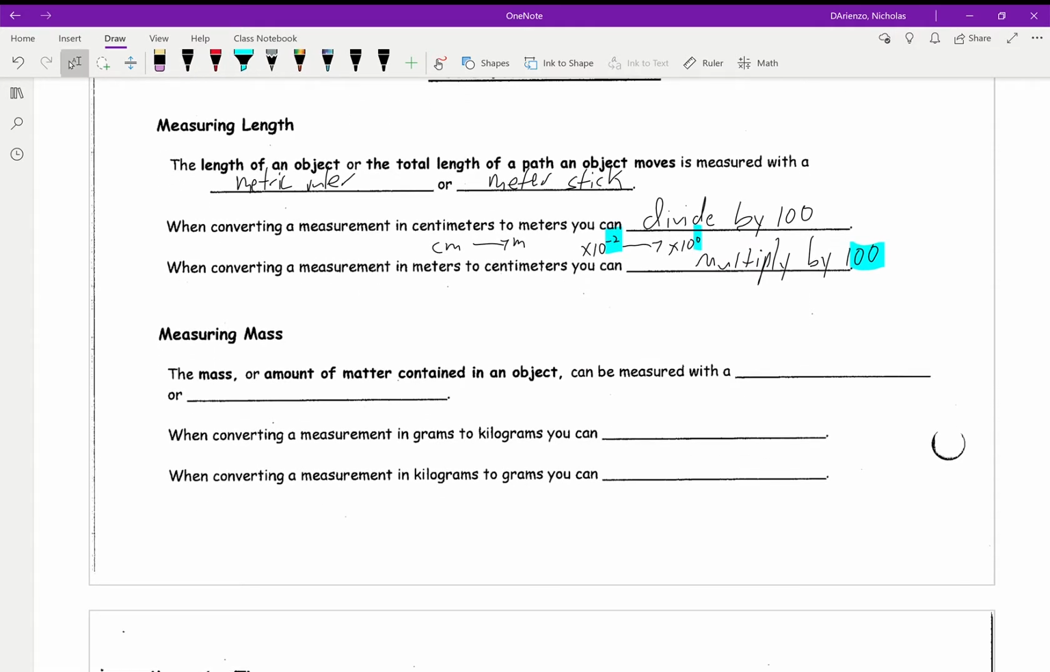Measuring mass. We use this device a lot in chemistry. The amount of matter that's contained in an object is known as the mass. And we can measure that with either an electronic balance or the old school awesome triple beam balance.